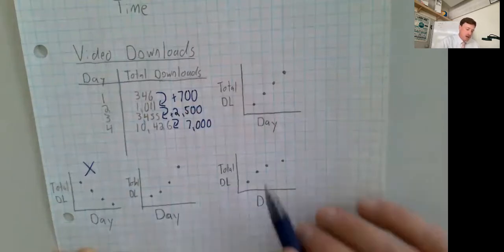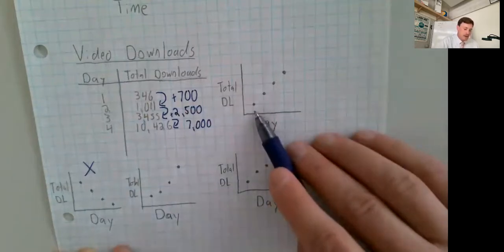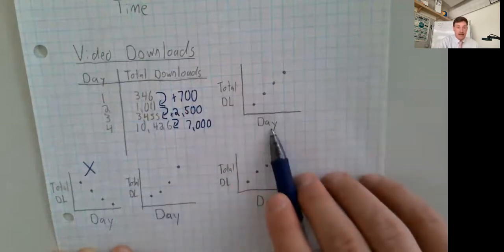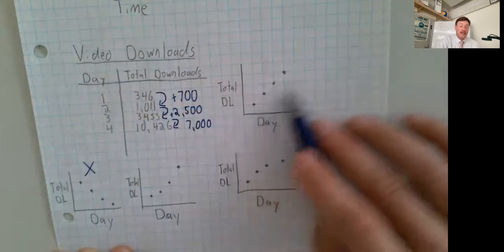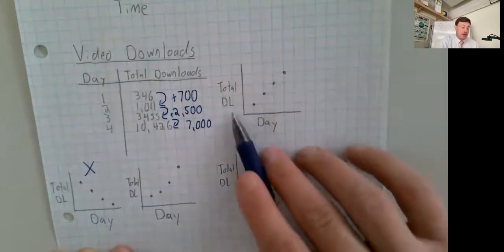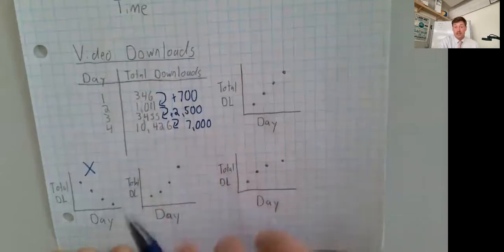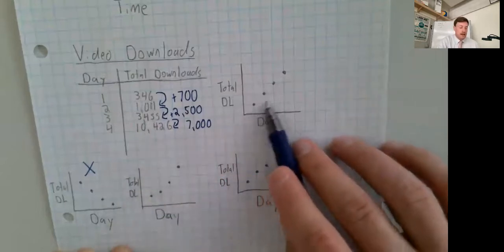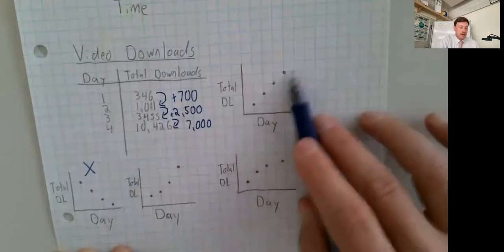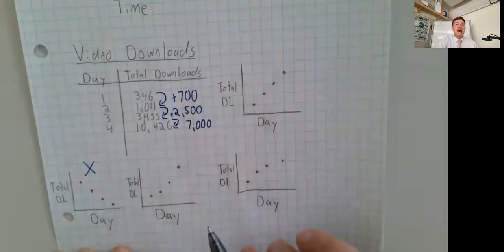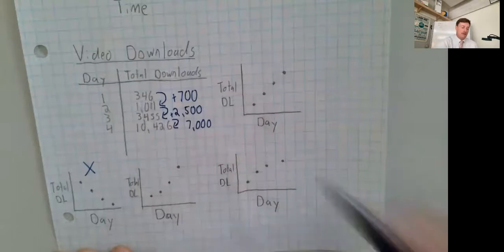How about this one? Still the same variables on the y-axis and the x-axis. And it looks like it's increasing, with more and more total downloads each day. So that kind of matches up with what our data is. But it looks like this slope is a straight line, and that tells me that my rate of change is constant. It's going up by a certain number every single time, that same number every time.